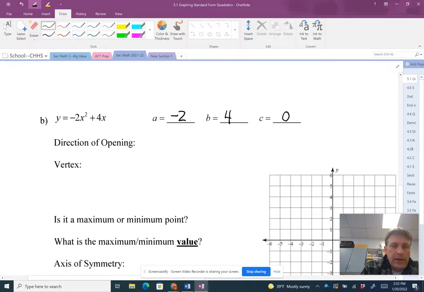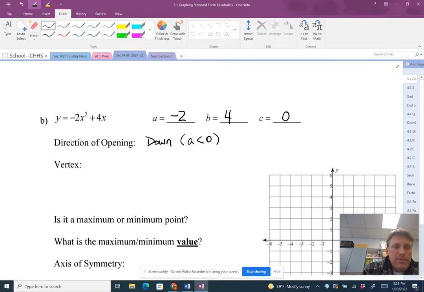The direction of opening is down because a is negative. Since a is less than 0, a is negative, it opens down.